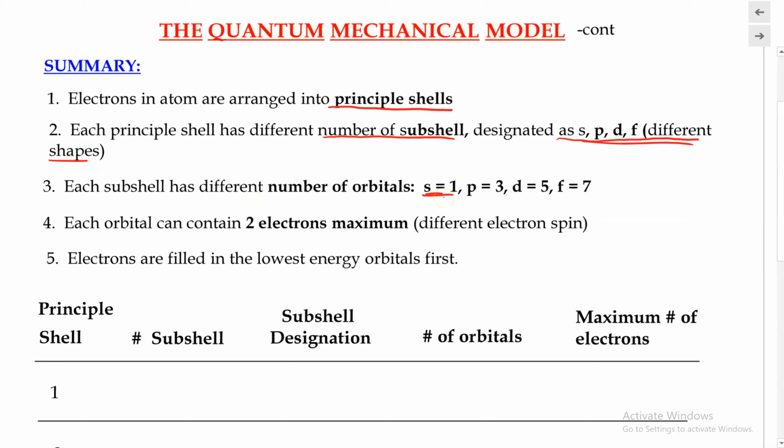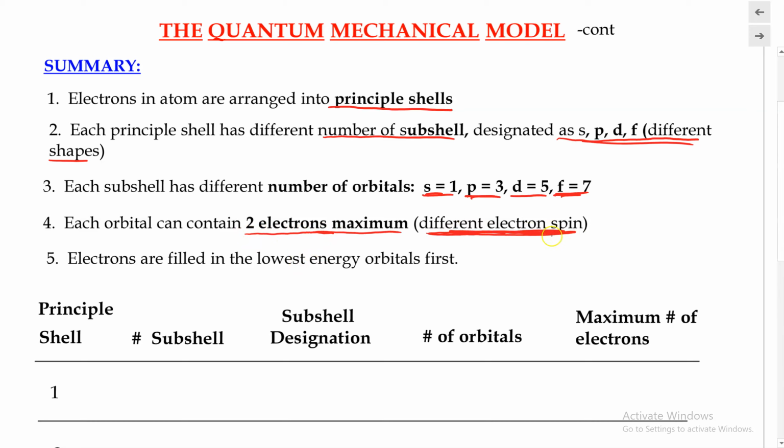The S subshell has 1 orbital, the P subshell has 3 orbitals, the D subshell has 5 orbitals, and the F subshell has 7 orbitals. This is equivalent to saying that the S house has 1 bedroom, the P house has 3, the D has 5, and the F house has 7 bedrooms. And now each orbital can contain 2 electrons maximum in opposite spin.